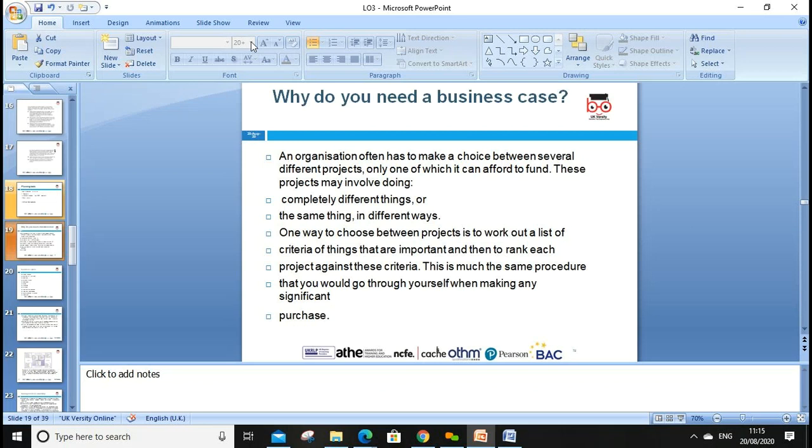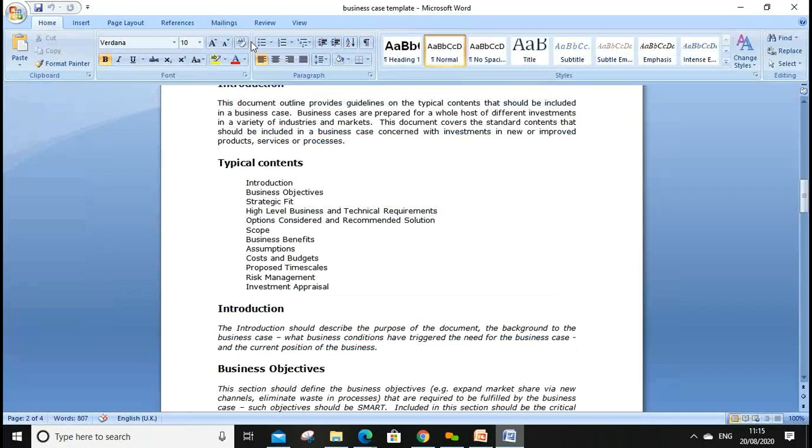One way to choose between the projects is to work out a list of criteria. Any question? Okay, we need to make sure we go through this, and we'll go through it ourselves when making the significant purchase. I'll show you.